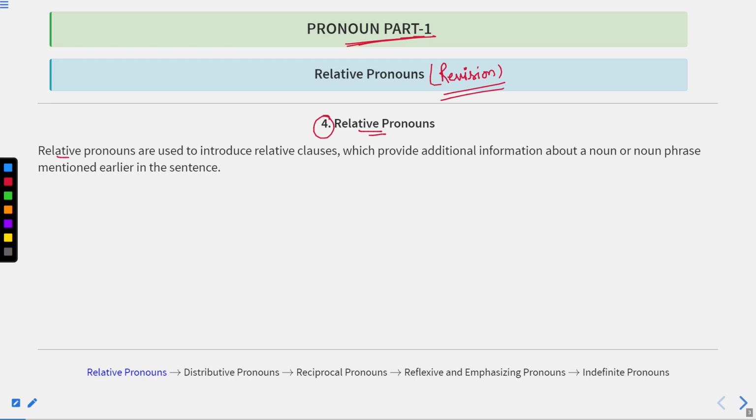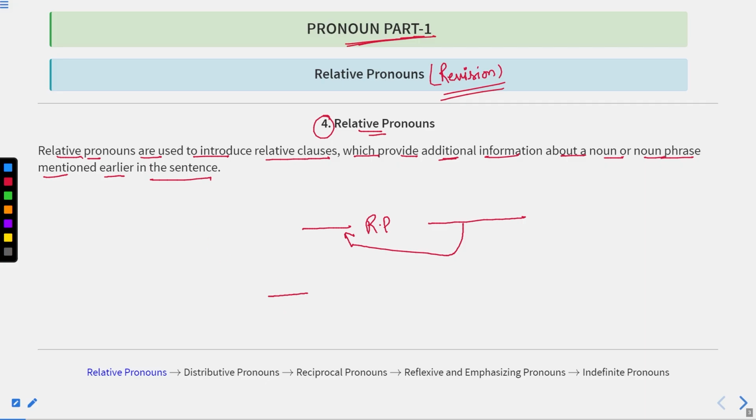Relative pronouns are used to introduce relative clauses. Okay, relative means when something is related to another thing. It means if something is written over here, this is one clause and another clause is this. And when we are relating these two clauses, we use a relative pronoun in between. And this relative pronoun relates this clause with the prior clause, which provides additional information about a noun or pronoun or a noun phrase mentioned earlier in the sentence.